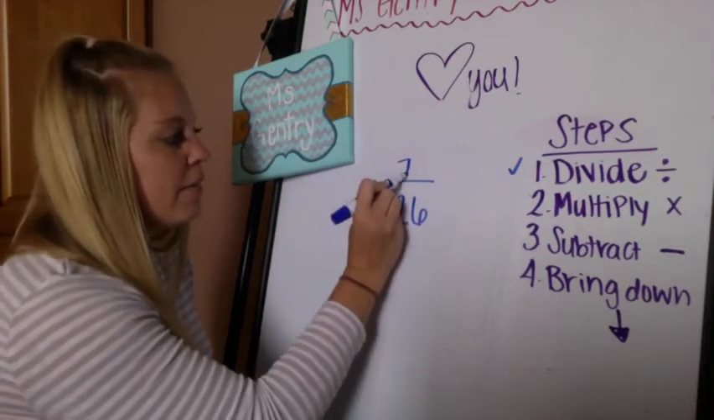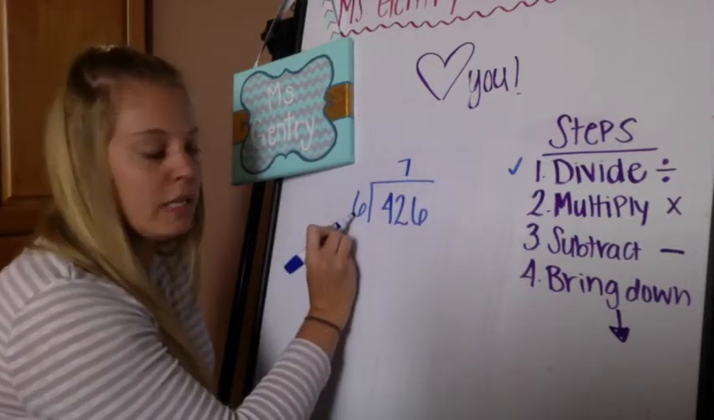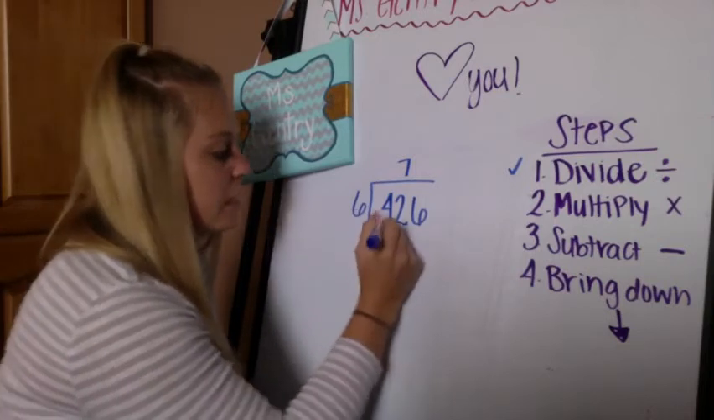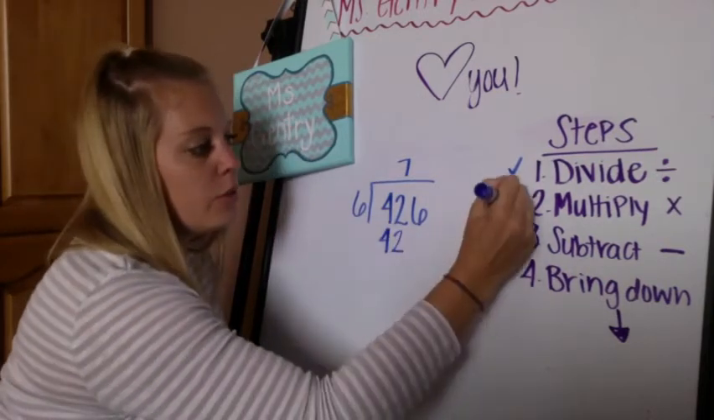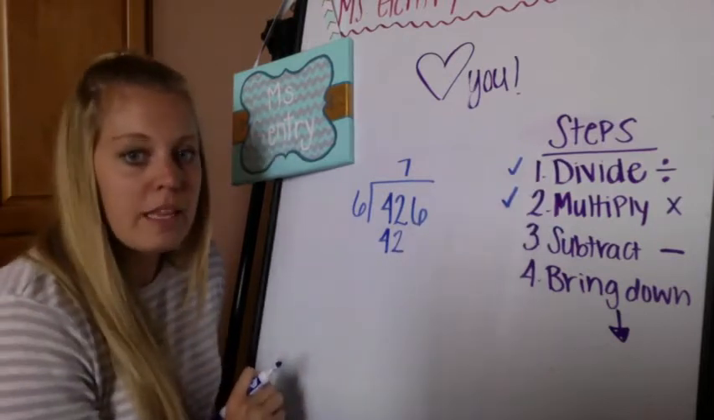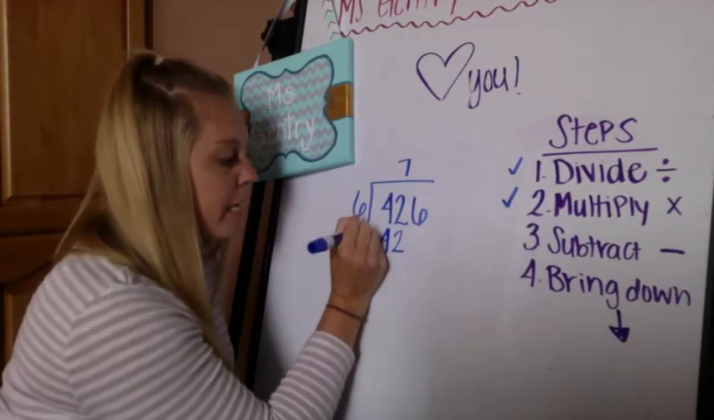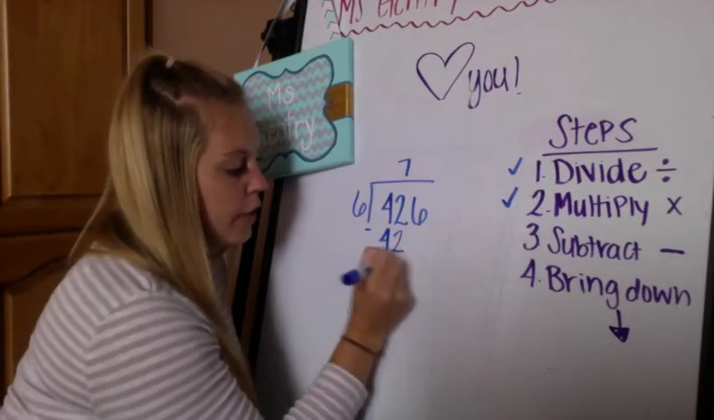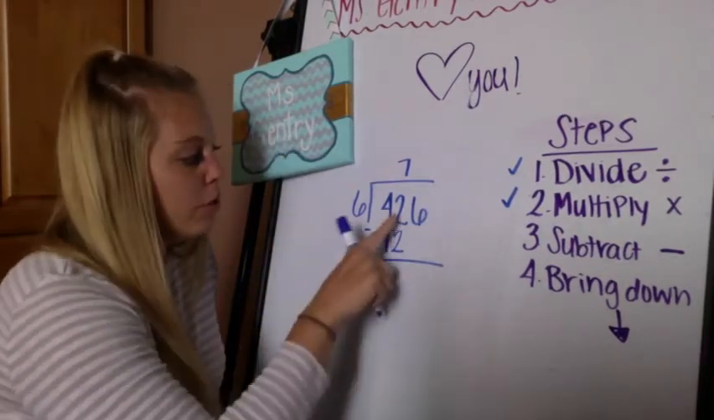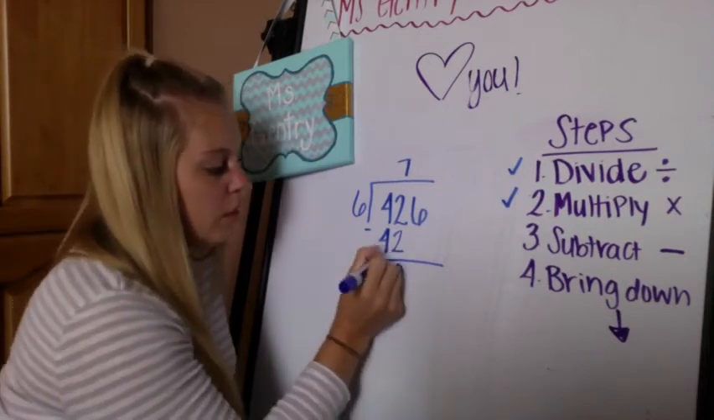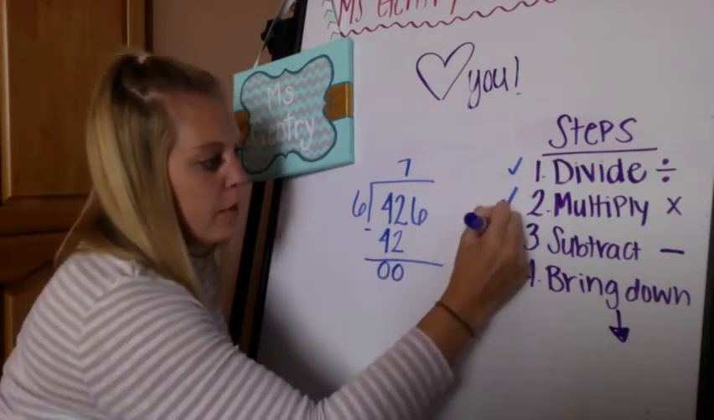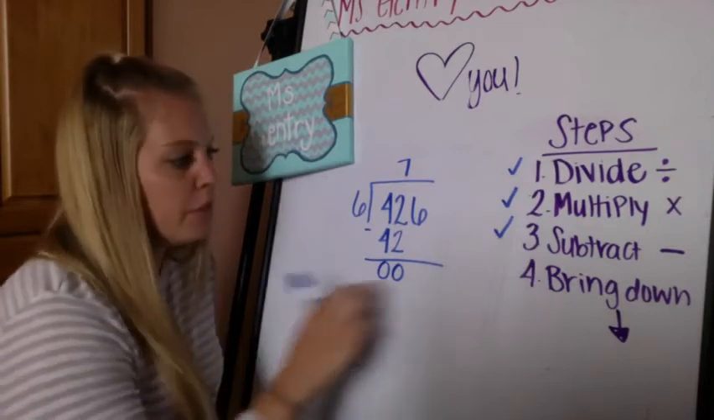I'm going to take this 7 and multiply it times this 6. 7 times 6 is 42. Well, that worked out nice. Step 2 is complete. I just multiplied. The next step is to subtract. So I'm going to take my 42 and subtract it from my 42. 2 minus 2 is 0. 4 minus 4 is 0. Step 3, check.